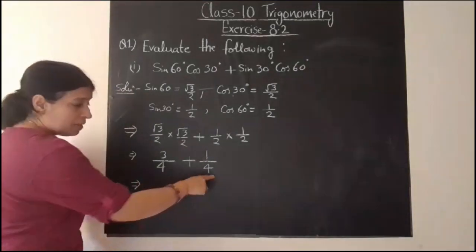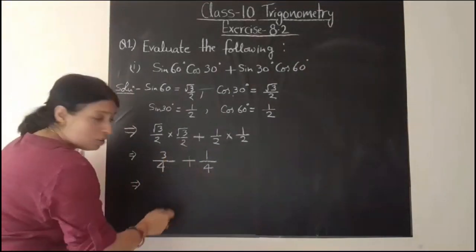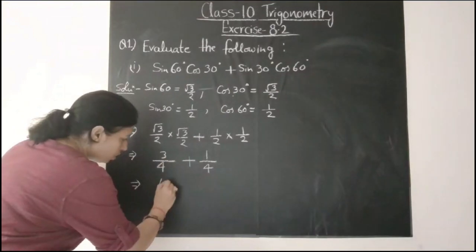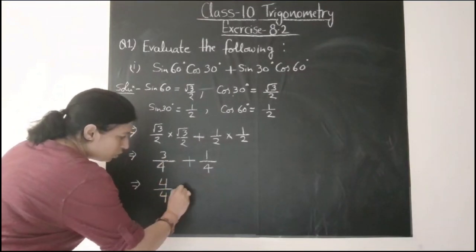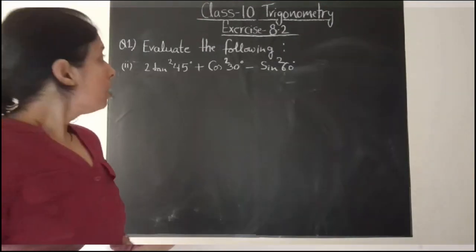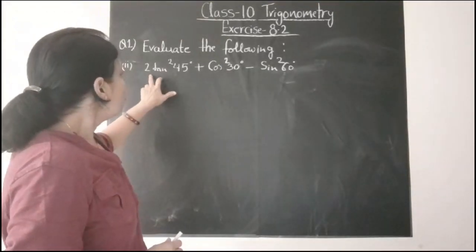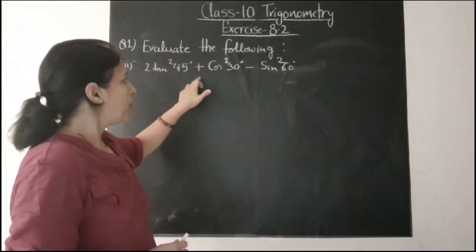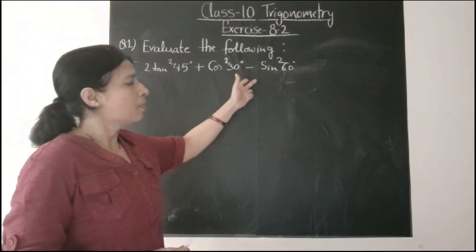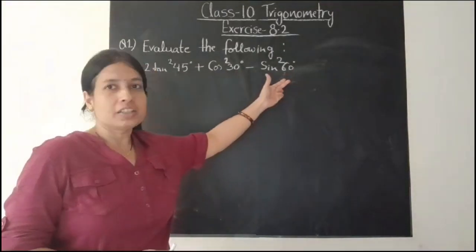So this is like fraction, so you can add numerators. 3 plus 1 is 4. So it will be 4 by 4. 4 by 4 is equal to 1. So second part is 2 tan square 45 degree plus cos square 30 degree minus sin square 60 degree.